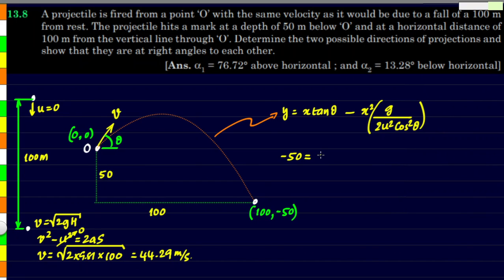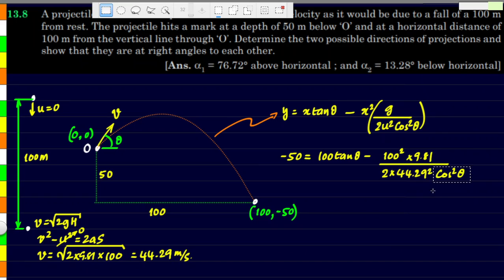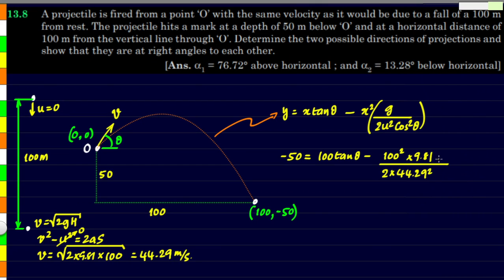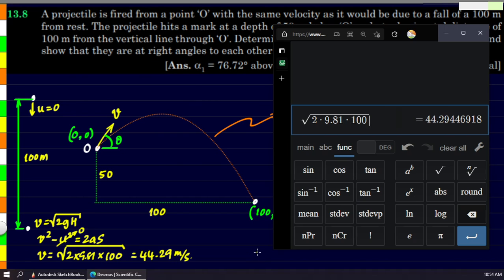So minus 50, and x value is 100, so 100 tan of theta minus x square, of course, so x is again 100, so 100 square into 9.81 divided by 2 times u square, u being 44.29, square of that, into cos square theta. So theta here is the unknown, so instead of having cos theta at the bottom, we can take the reciprocal of that. Reciprocal of cos, 1 by cos, is sec, so 1 by cos square will be sec square of theta. So now let's proceed to simplify this equation a bit. I'll take the calculator.